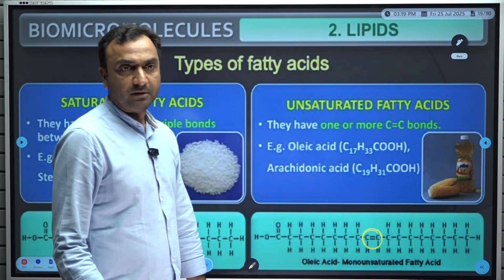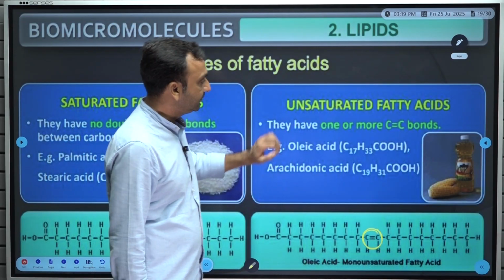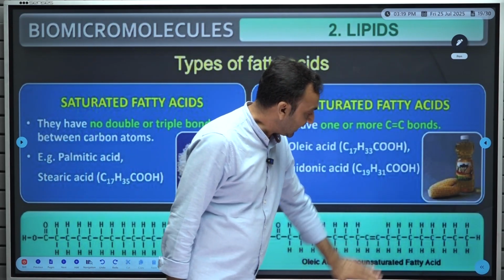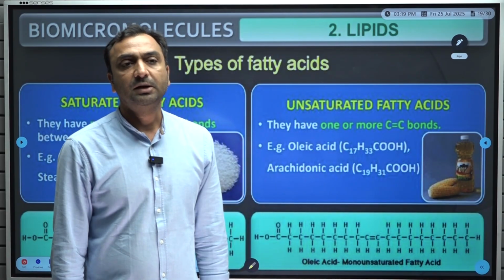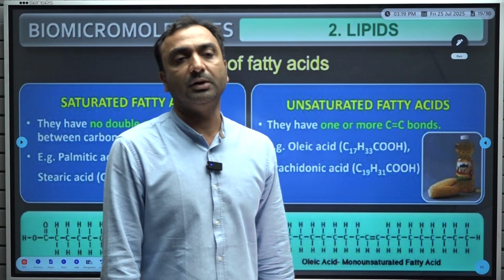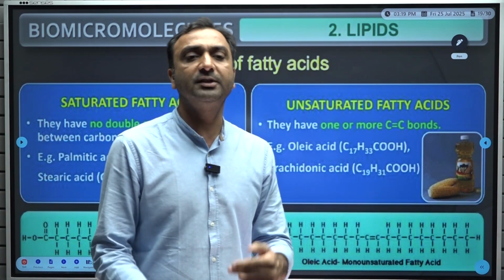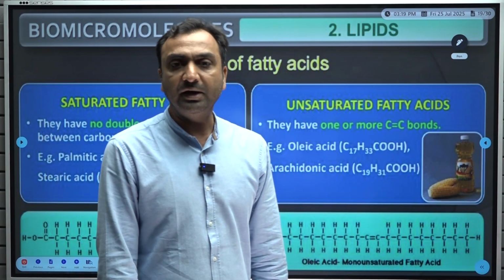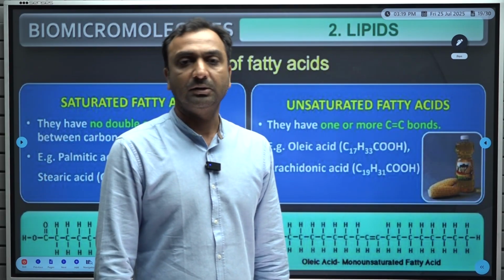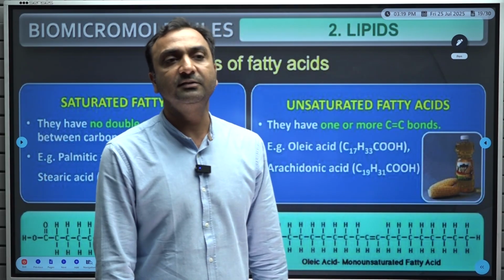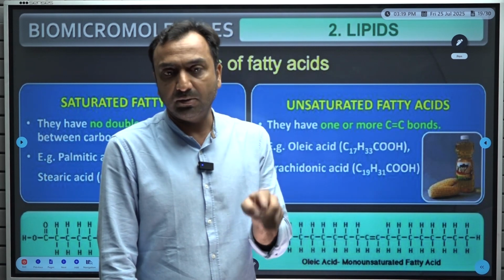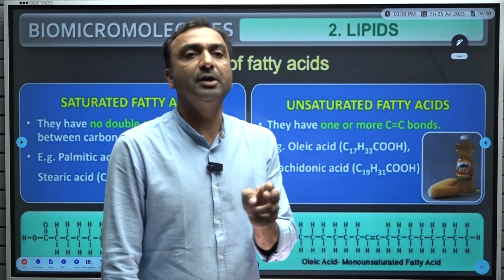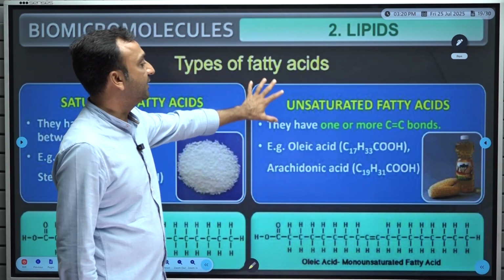Unsaturated fatty acids are the fatty acids which have either a double bond or a triple bond. When you have only single bonds, then it is saturated, and if there is a double or triple bond, whether one, two or multiple, it is unsaturated.